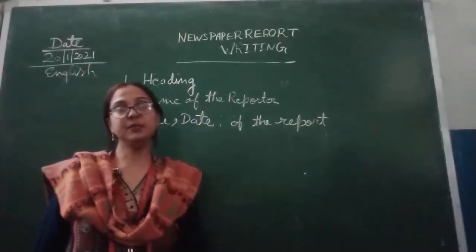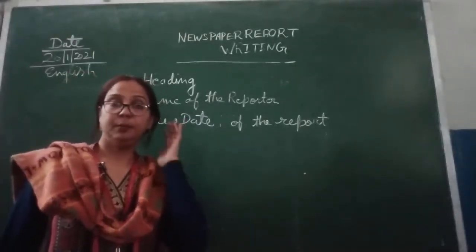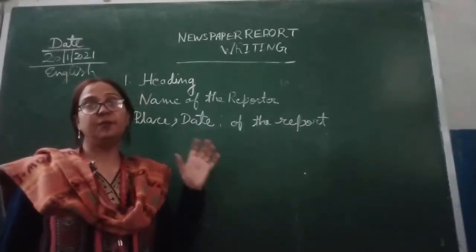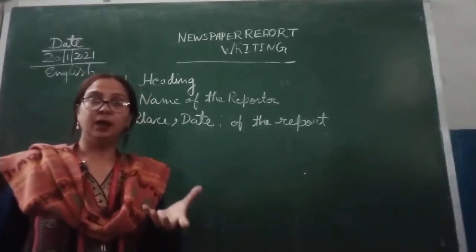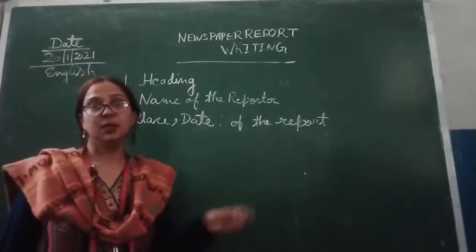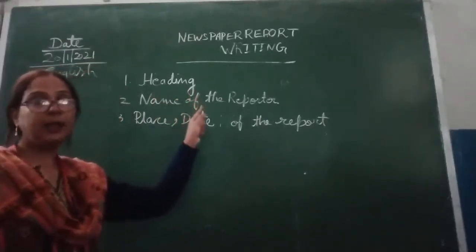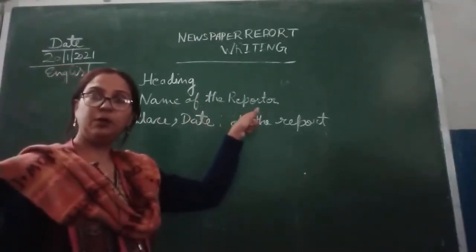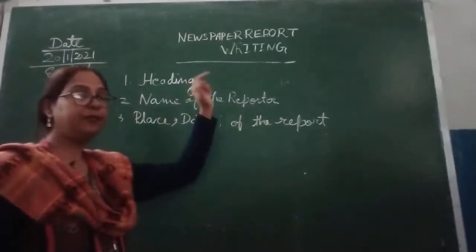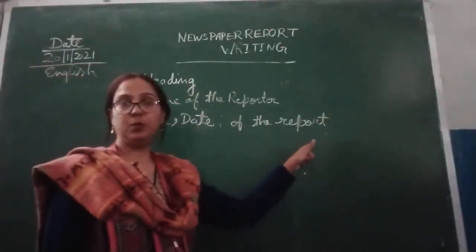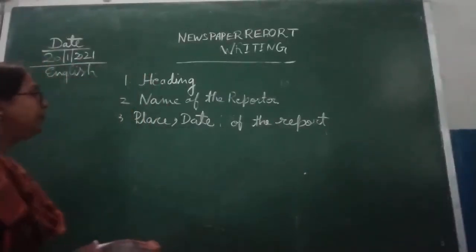Heading, as we have discussed in our video class, should be very catchy. It means we have to create an interesting heading because we are attracting the readers. That is why this is very important. You have to create an attractive heading, and after that, the name of the reporter. If you are writing a newspaper report, you will mention your name over there, and after that, the place and date of the report. Whichever date it was, you have to mention it, and the place.